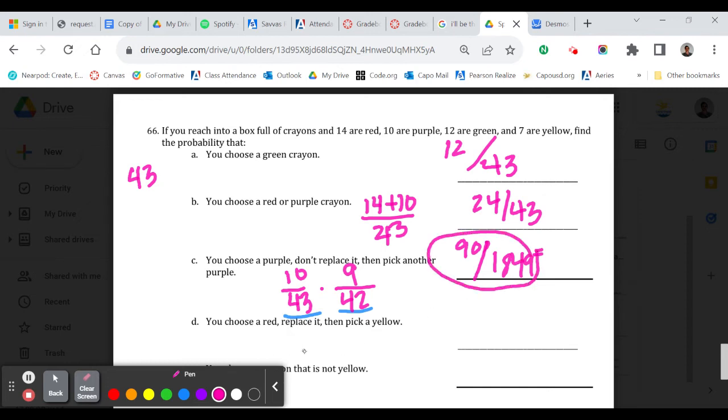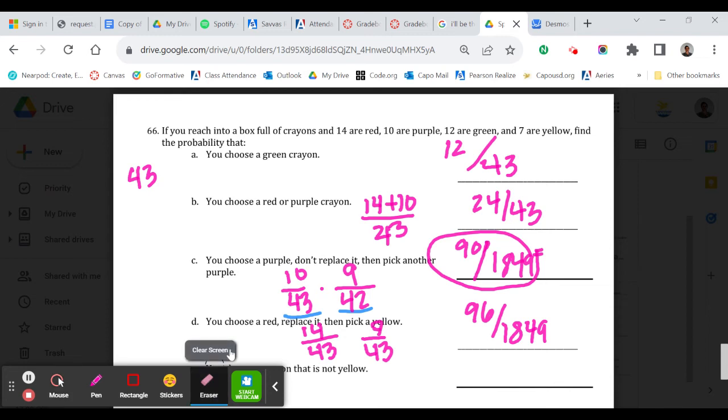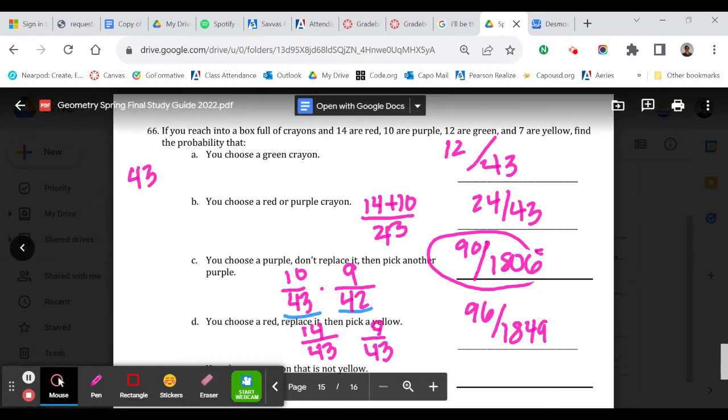Choose a red, replace it, and pick a yellow. So here we're doing 2 events, red, 14. I replace it, so it's still out of 43, and we have 7. So I believe that's 96 over... Oh, no, this one's 1849. I apologize. This one was 1806. And that, I think that does simplify, but we'll just leave it for that. 96 over... Is it 96? There's 7 yellow. That's a 7. 7 times 14. Whew, Mr. Smith. Having a moment.